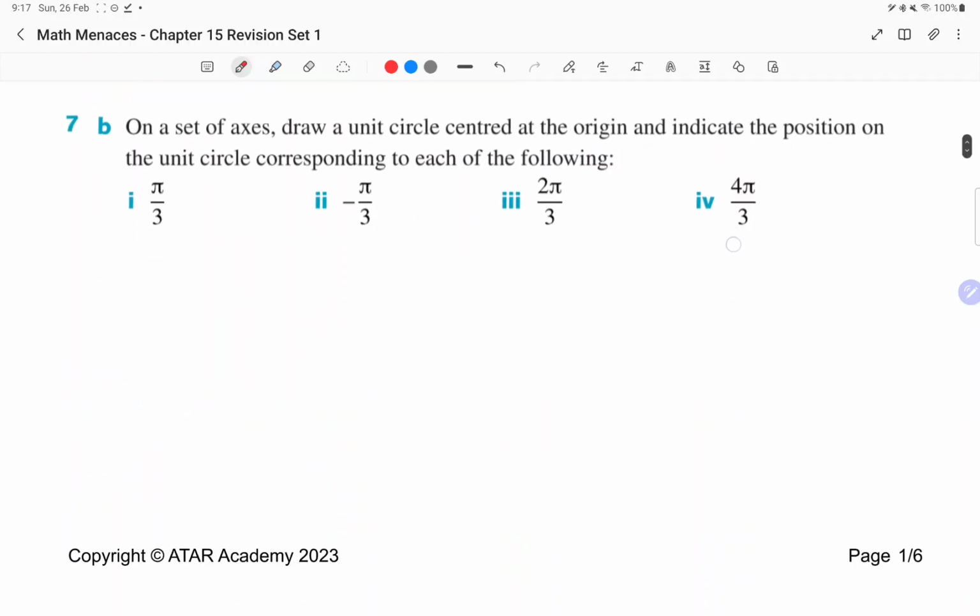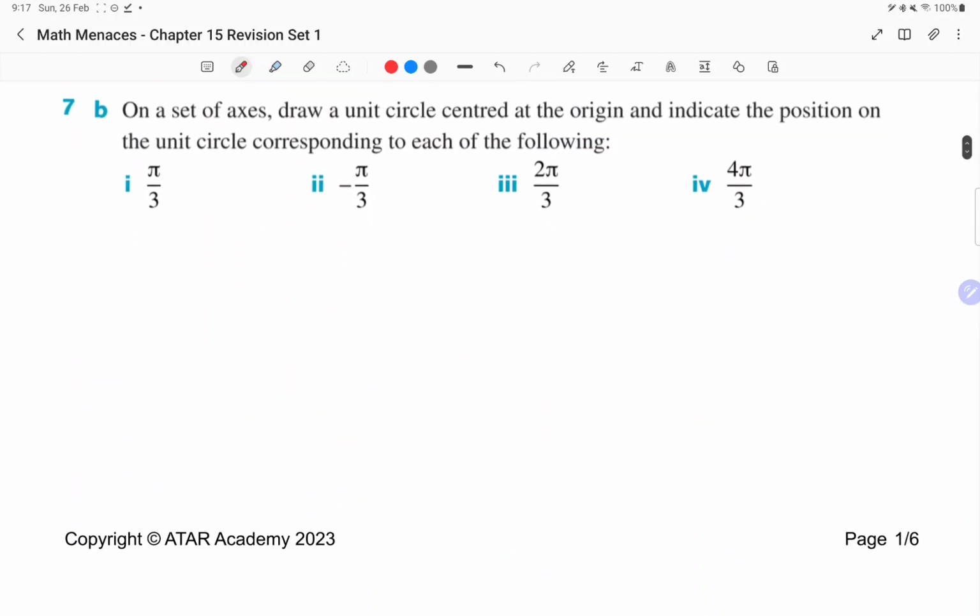All right, moving on. Question 7. On a set of axes, draw a unit circle centered at the origin and indicate the position on the unit circle corresponding to each of the following. I'll pick question B3. To do this, first remember this: when you see something like over 3, it means that the base angle is pi over 3.